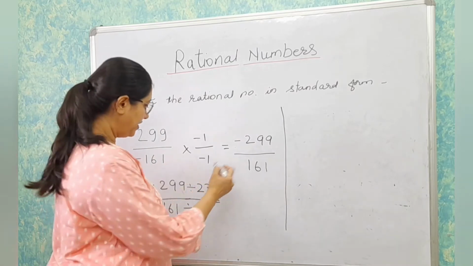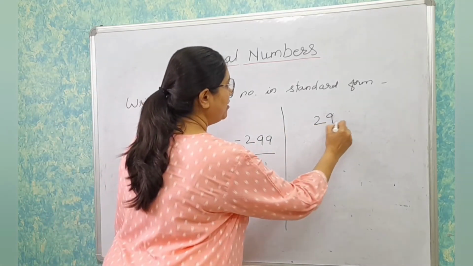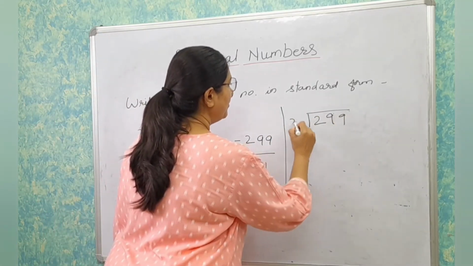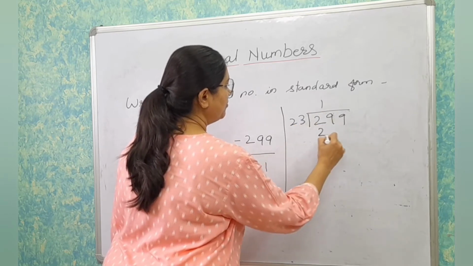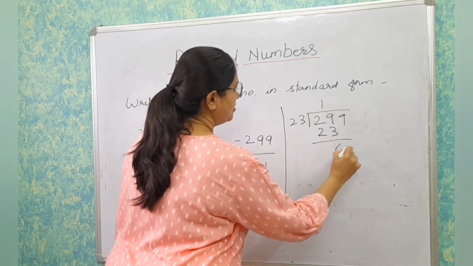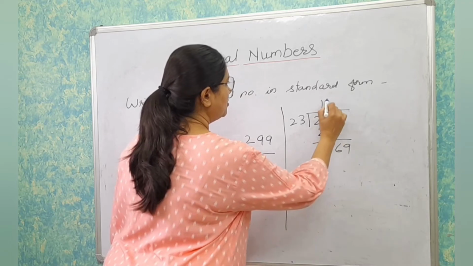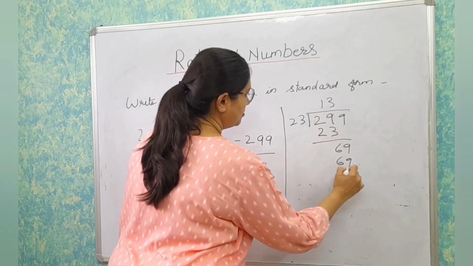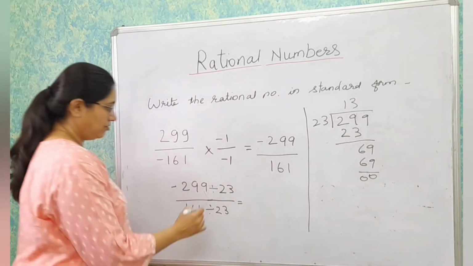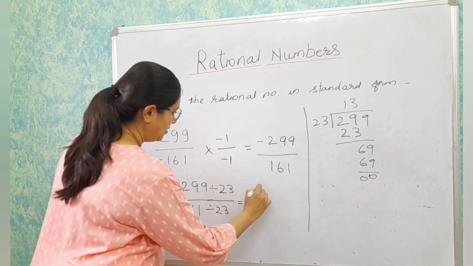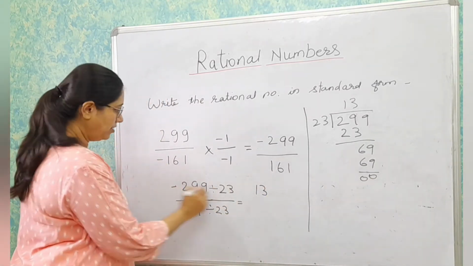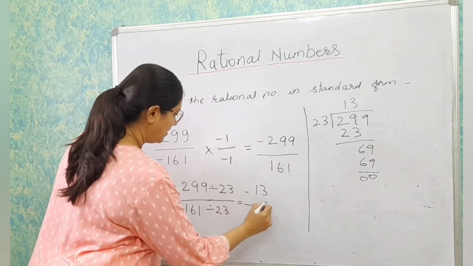And now I will divide 299 by 23. 23 ones are 23. 6, 9. This would be 3. 69, 0. So our answer will be 13 and sign would be minus divided by.